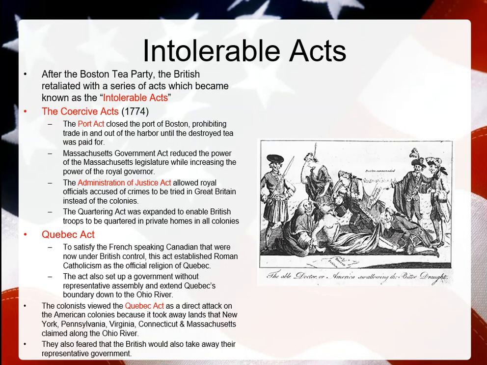So then after this, you have the Intolerable Acts, and the acts are getting worse and worse, right? And so you have the Coercive Acts of 1774 that come about. You have the Port Act, where they're basically prohibiting trade at the port of Boston. You have the Massachusetts Government Act, which is going to reduce the power of the legislature in Massachusetts and give it mostly to the royal governor. You have the Administration of Justice Act, which allows royal officials accused of crimes to be tried in Great Britain instead of the colonies.